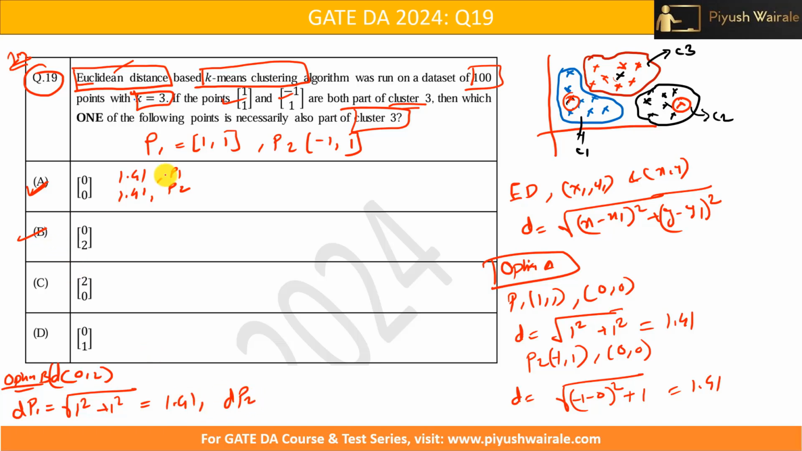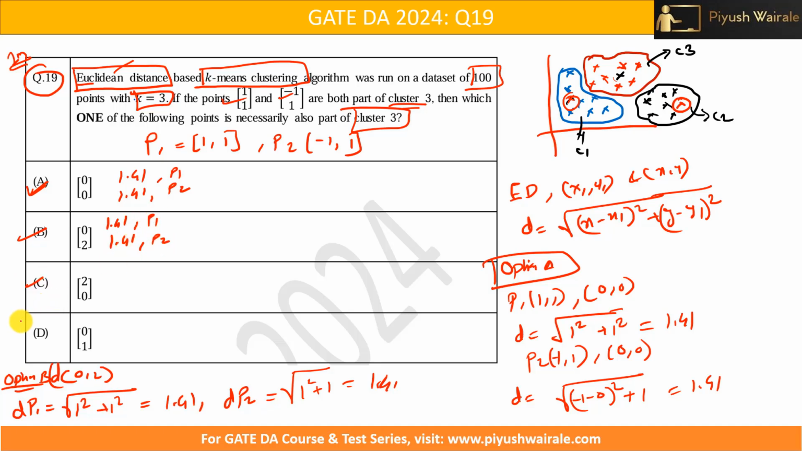Again same thing. What about dP2? The distance from this D to this P2. Let's calculate here. So here, 0 minus of minus 1, that is 1 square, that is 1 only, right? And then 2 minus 1 is 1 square. So again 1.41. So here also 1.41, 1.41 for the distances from P1 and P2.